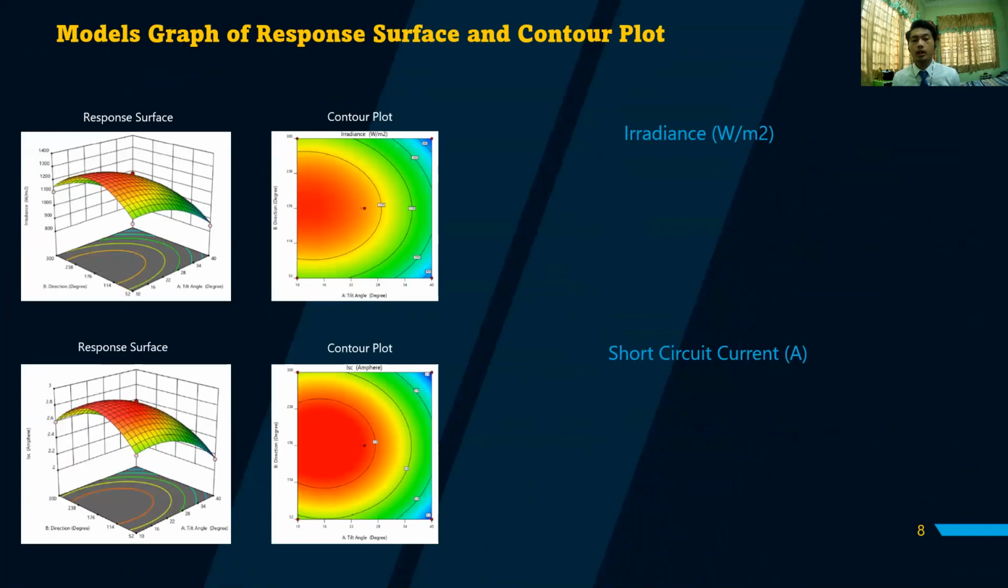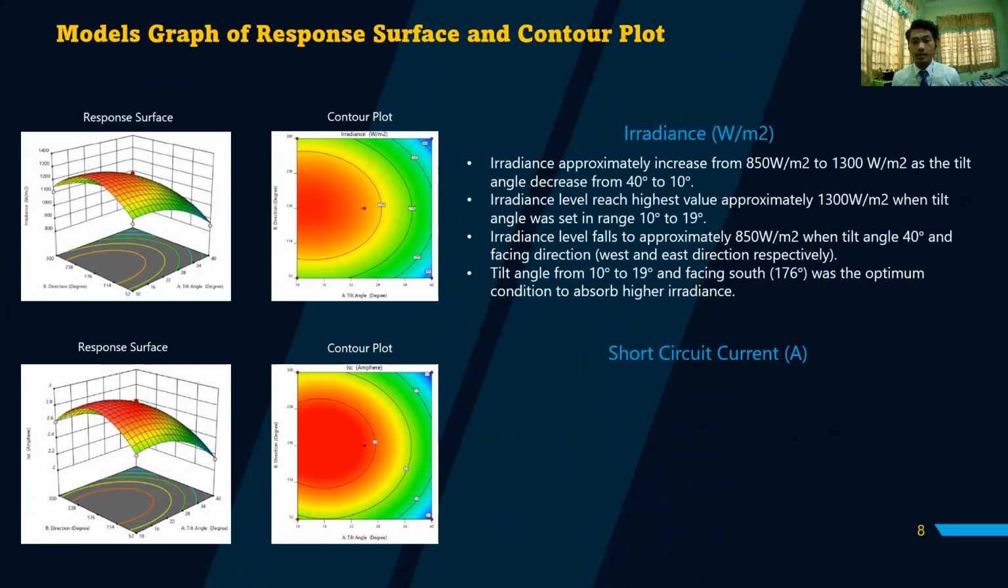So this is the model graph of the response surface and the contour plot. Based on my findings and my observation of the response surface and contour plot, the irradiance level approximately increased from 850 watt per meter square to 1,300 watt per meter square as the tilt angle decreased from 40 to 10. However, the irradiance level fell to 850 watt per meter square when the tilt angle was 40 and facing the west and east directions. So I can say that a tilt angle from 10 to 19 degrees facing south was the optimal condition to absorb high irradiance.